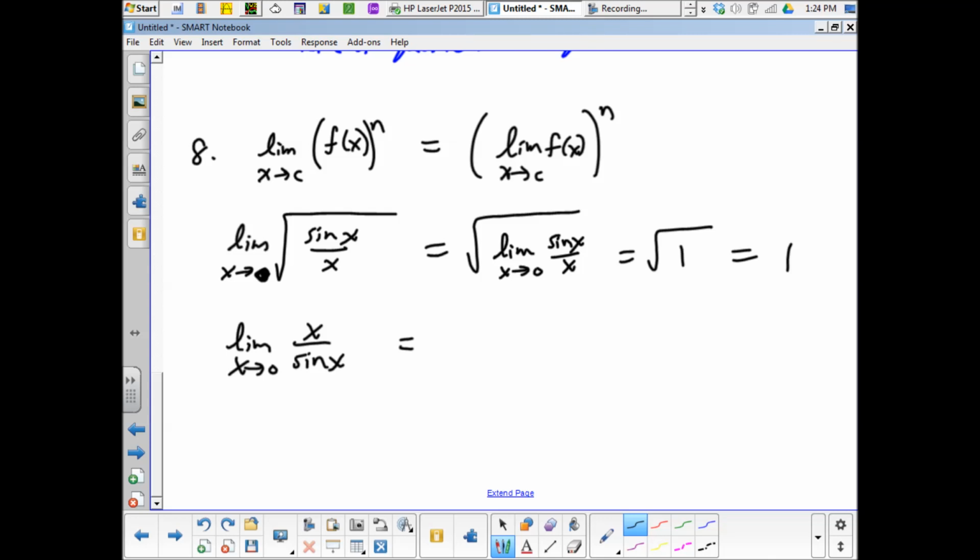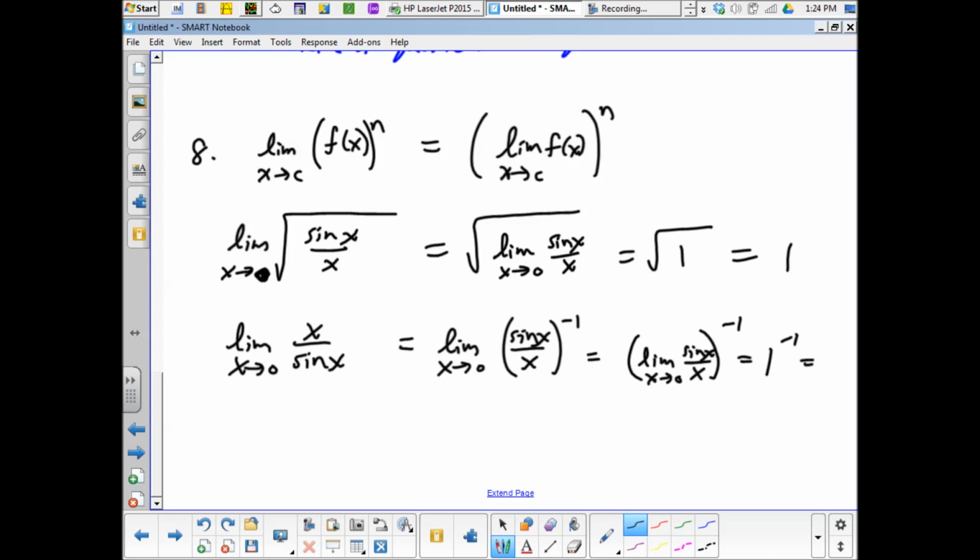How about we write this as the limit of sine x over x to the -1 power. Same thing. Rule 8 allows me to do the limit first and then the power later. Beautiful. And I get 1 to the -1, which is just 1, because 1 to any power is 1. That rule will save us a lot of weird proofs and stuff. Rule 8 will give you a lot of flexibility.